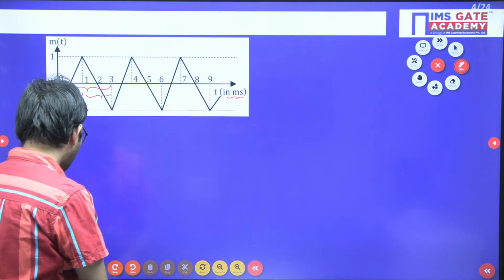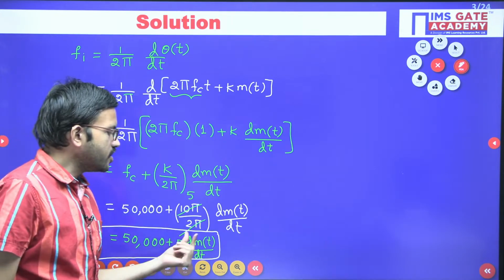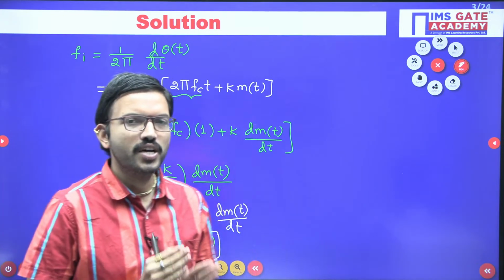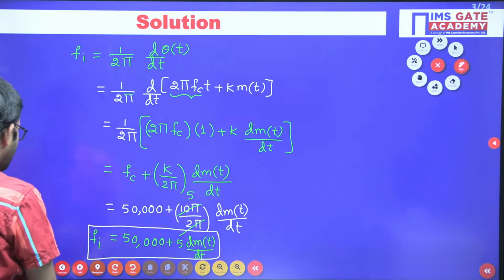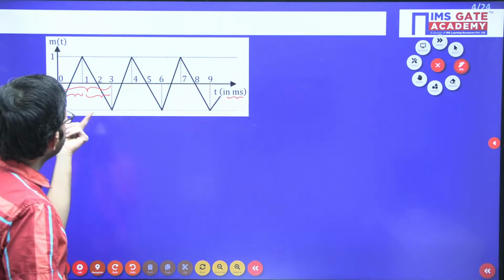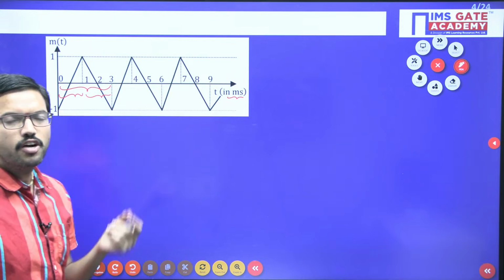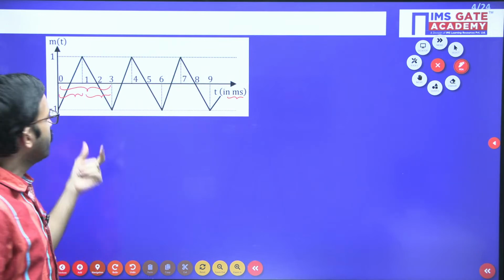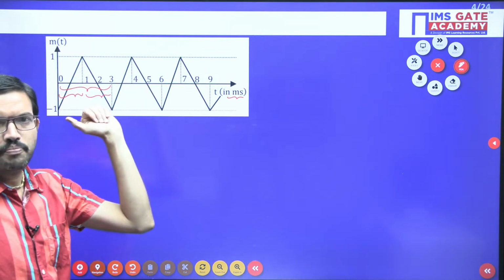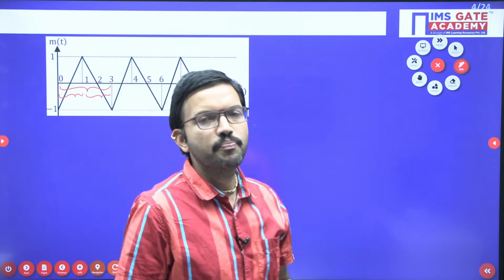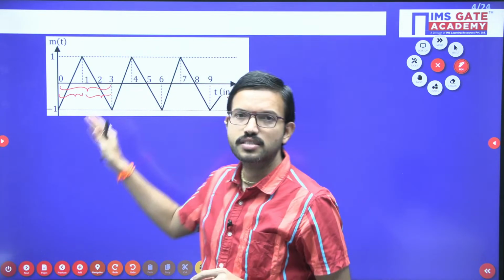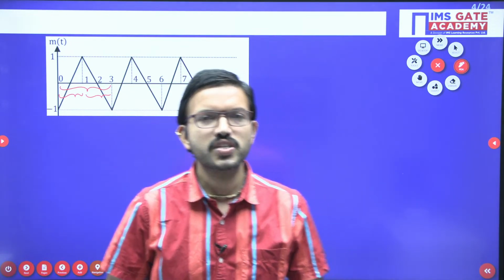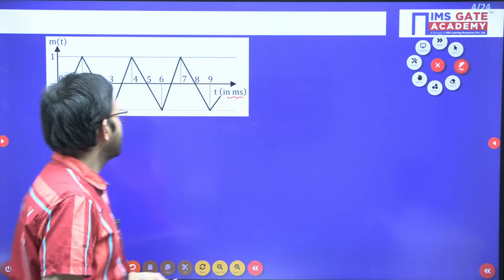Now our motto is what? We have to calculate the differentiation of m(t) with respect to t. For that, we have to get the maximum value and the minimum value, right? In this particular waveform, just by observing the pattern, we have made two intervals. In one interval it is an increasing function of time, whereas in the other interval it is a decreasing function of time. So just by observing the waveform, you can guess that you are going to get two possible values of dm(t)/dt, right?